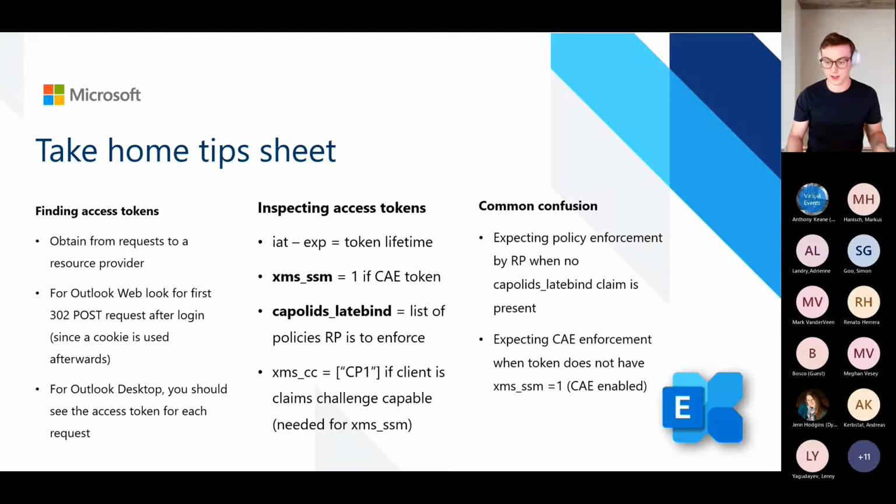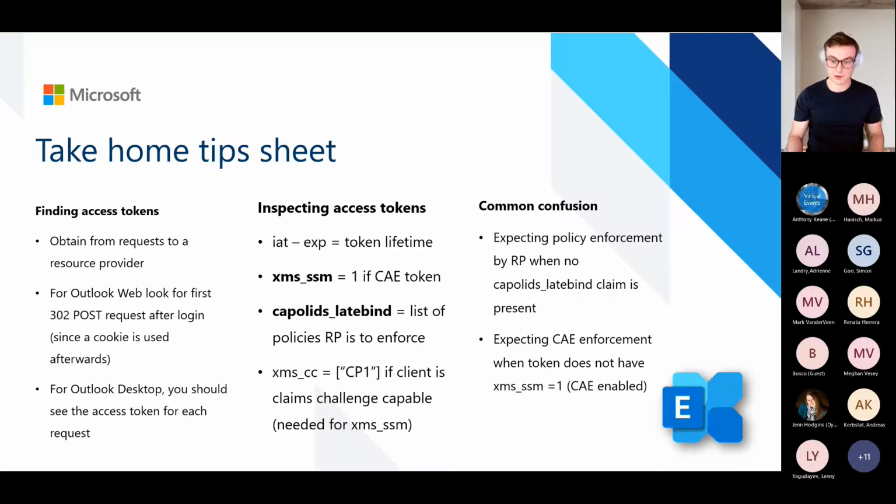Not every policy in the tenant gets enforced to every user, so you need to make sure that the specific policies you're troubleshooting are contained here. XMS CC is just indicating the client was claims challenge capable. Some common confusions we've seen when analyzing CAE is expecting an IP address enforcement when there's no Capillid's late bind claim present. So there's several reasons why that could happen.